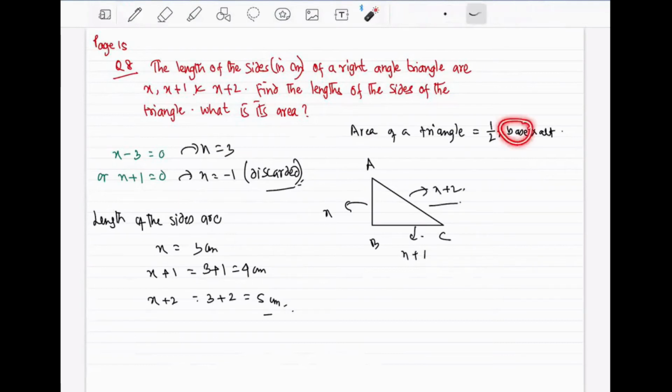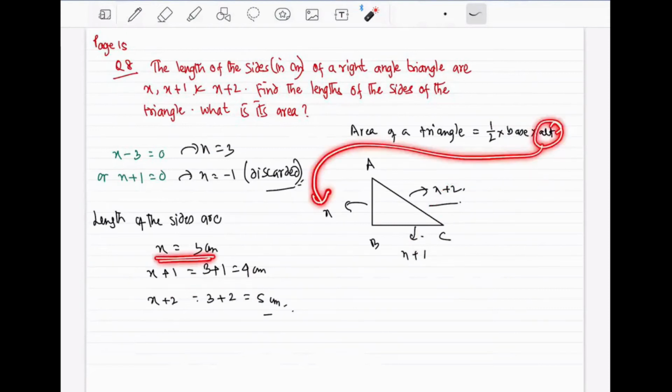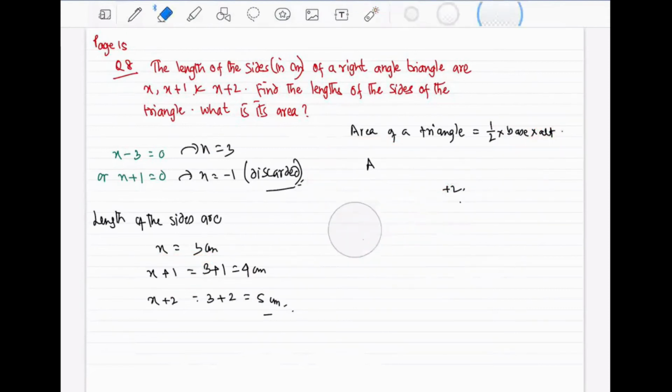So instead of base, I can put this x plus 1. X plus 1 is how much? X plus 1 is 4. Instead of altitude, I can put the value of x. X is how much? It's 3 centimeters. So don't write A here. We will write area of triangle.